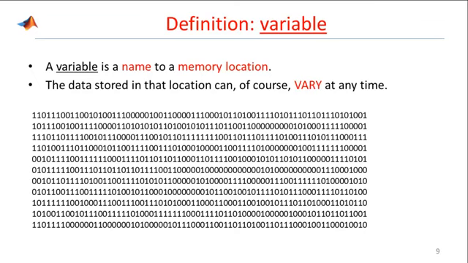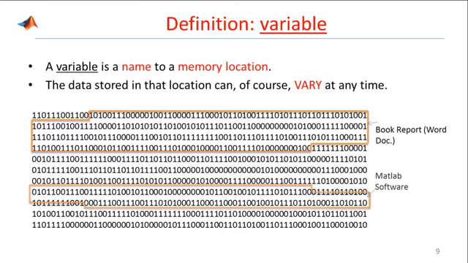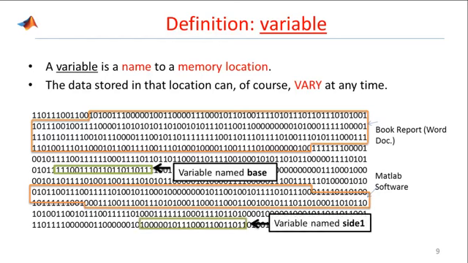The memory of a computer is represented by zeros and ones mostly. The zeros and ones can be used for documents, maybe a book report, can be used for software installation, maybe MATLAB, but also and primarily is used to store data, such as a variable named base, or a variable in our case named side1. So let's finally go to MATLAB and write a reusable code for the area of a triangle.